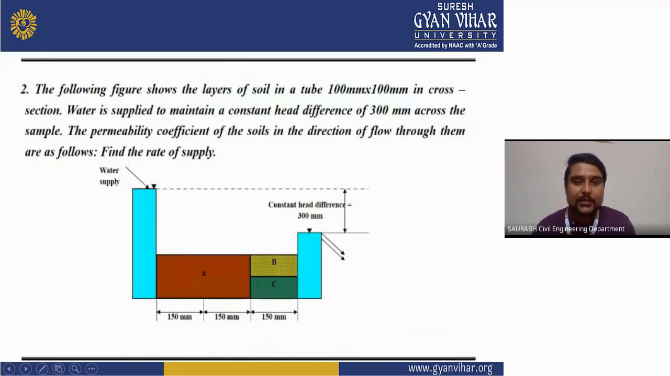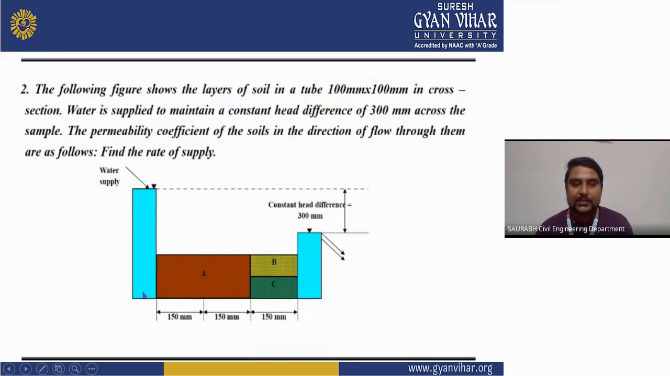Now we will see some examples of permeability. How do we solve examples of permeability? As you can see, the following figure shows layers of soil in a tube 100 mm by 100 mm in cross section. Water is supplied to maintain a constant head difference of 300 mm across the sample. Find the rate of supply, given the coefficient of permeability of the soil in the direction of flow.